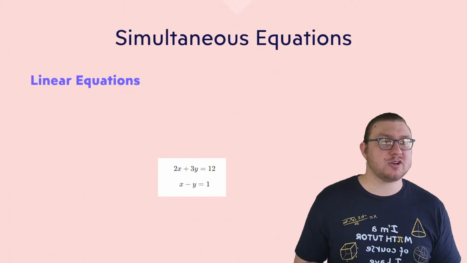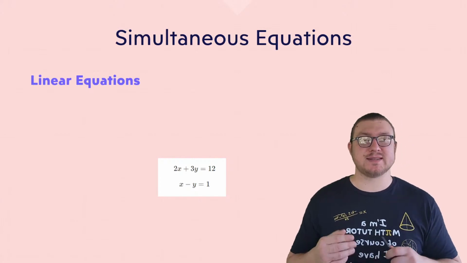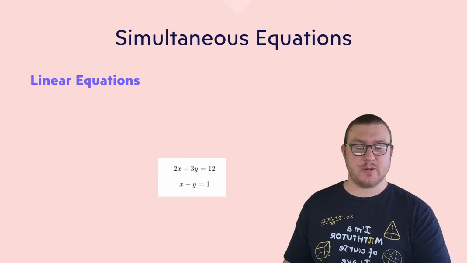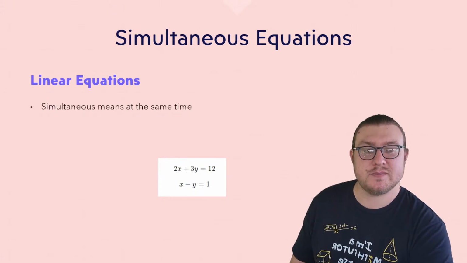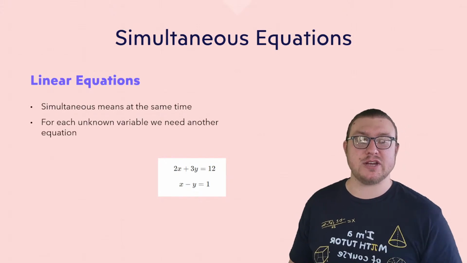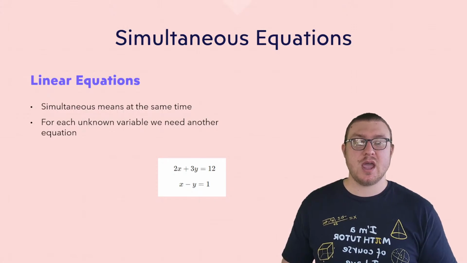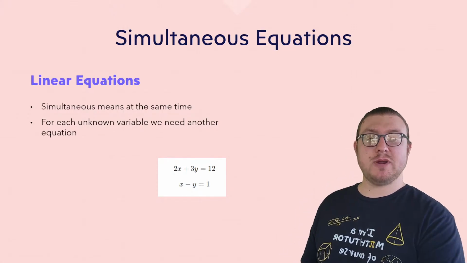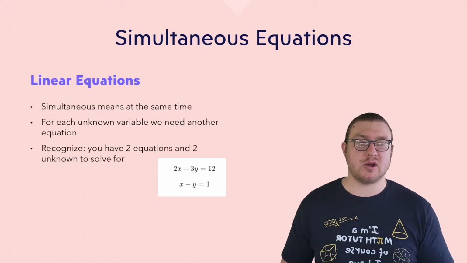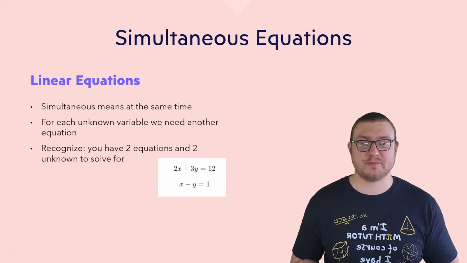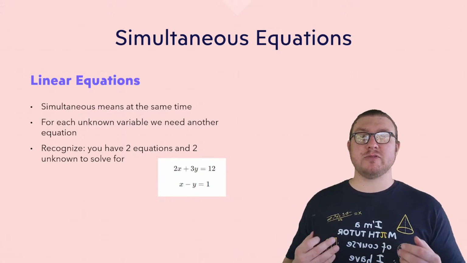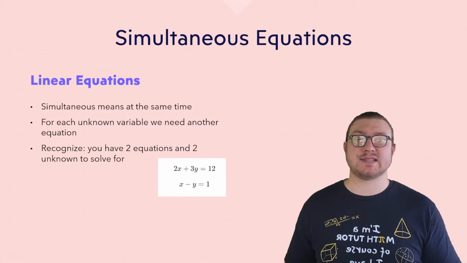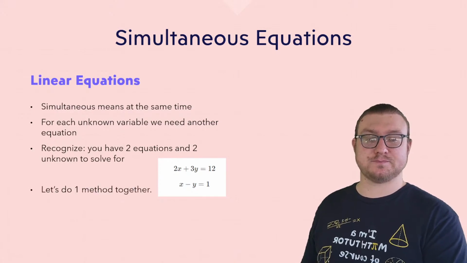Okay, the last topic, I think, in our algebra topic is simultaneous equations. Here's an example of a simultaneous equation. So what does that mean? That means we're solving multiple equations at the same time. We have as many unknowns as we have equations. So here we have x and y as two unknowns, so we have two equations. This is also how we recognize if we need to use simultaneous equations, because they're going to ask you to solve for multiple things.